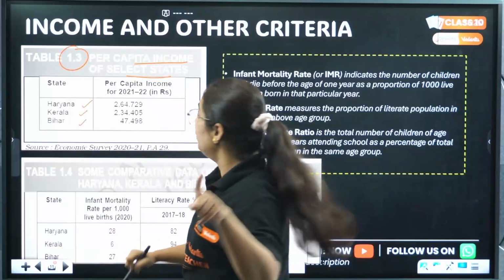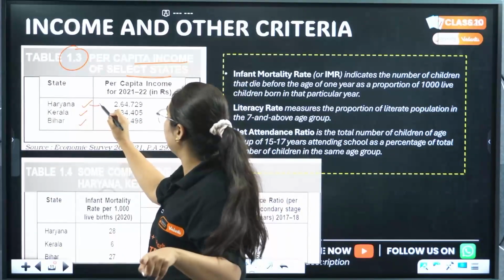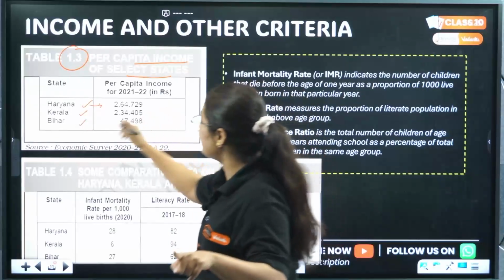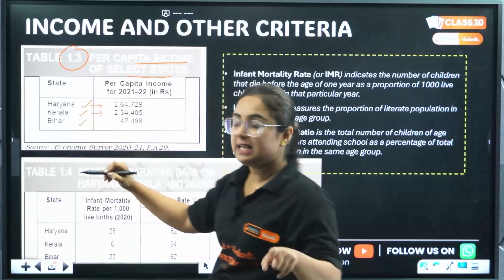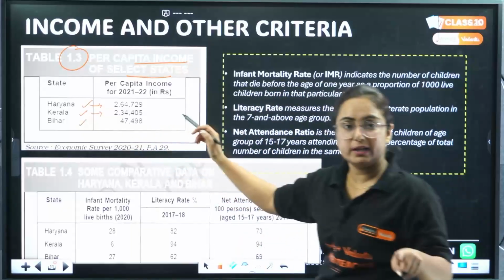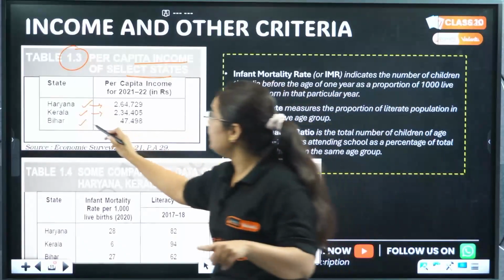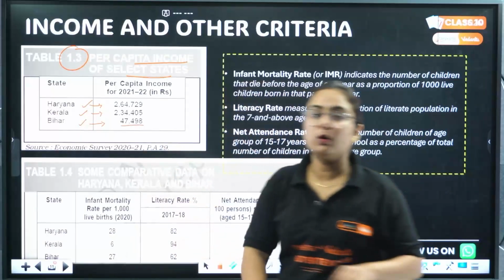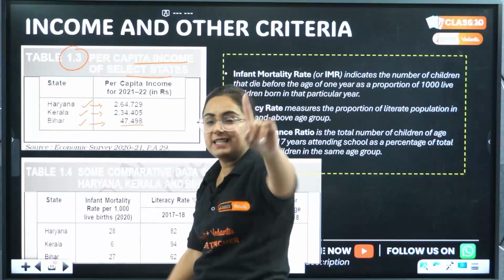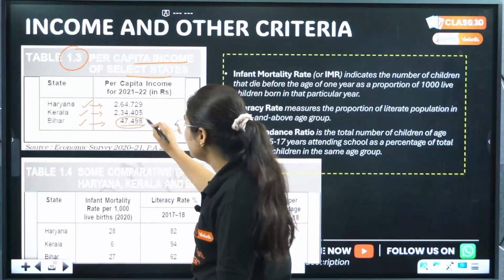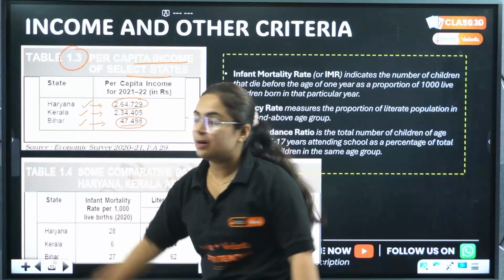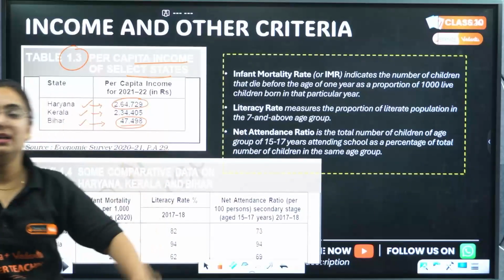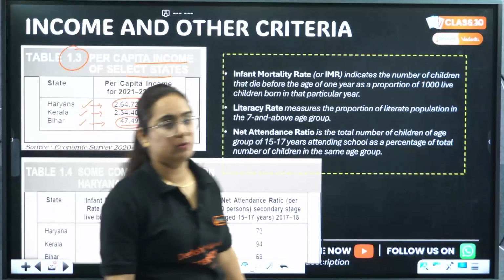If you look at the per capita income of Haryana, it's 2,64,729. And the per capita income of Kerala is 2,34,405. However, the per capita income of Bihar is 47,498, which clearly indicates that the least per capita income is of Bihar and the highest per capita income is of Haryana. That means Haryana earns the most. Might be the government there is also working the most.